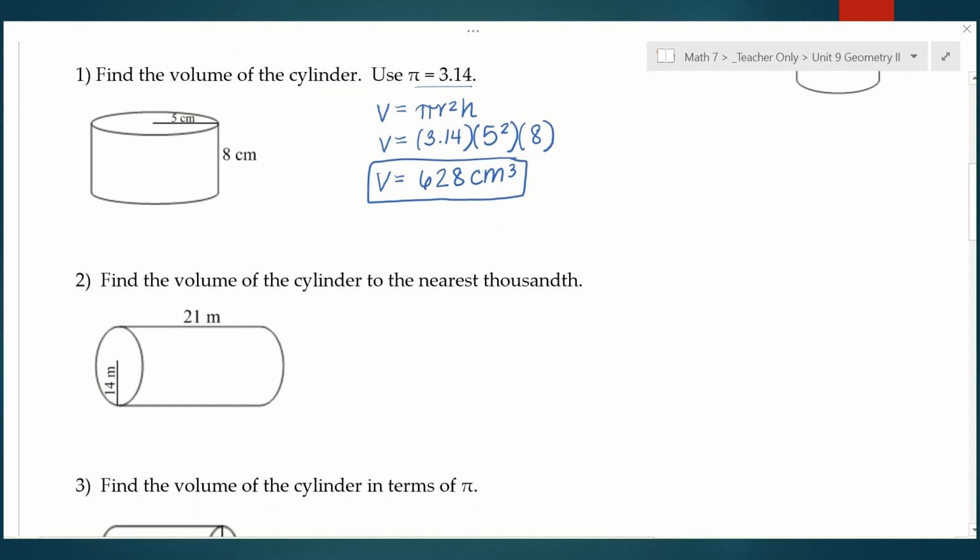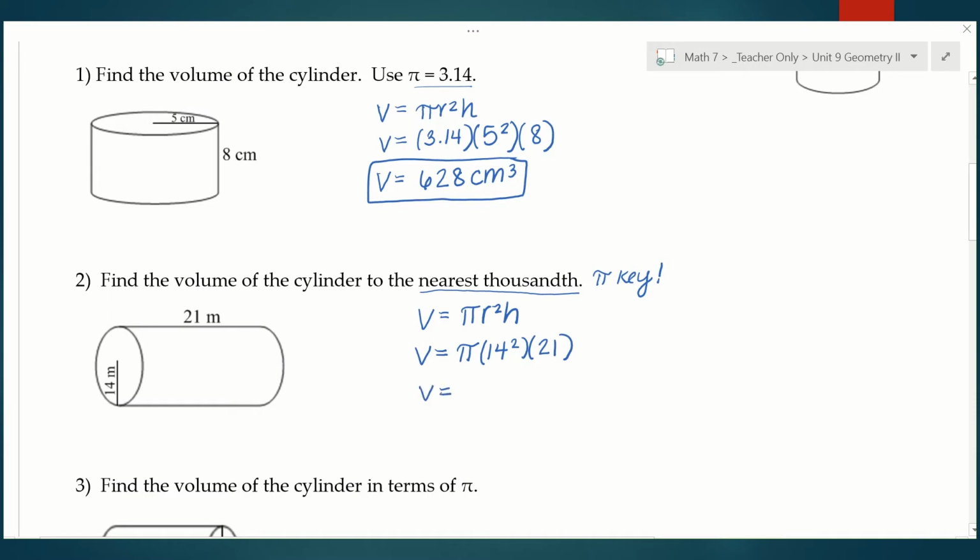Okay, number 2. Find the volume of the cylinder to the nearest thousandth. Right away I'm seeing I need to round. That means we're using our pi key. Let's start with our formula: pi r squared h. The area of that circle that we see, remember we're using the pi key, so we're going to leave it pi, times the radius of my circle is 14, so times 14 squared. And the height, in this case the cylinder is on its side, so the height is 21.